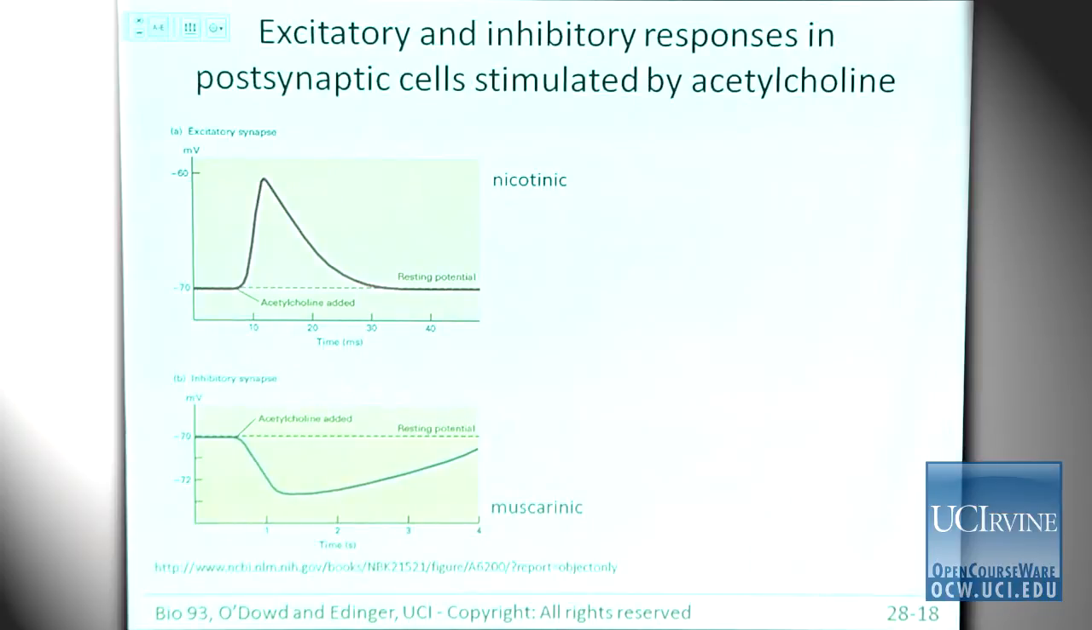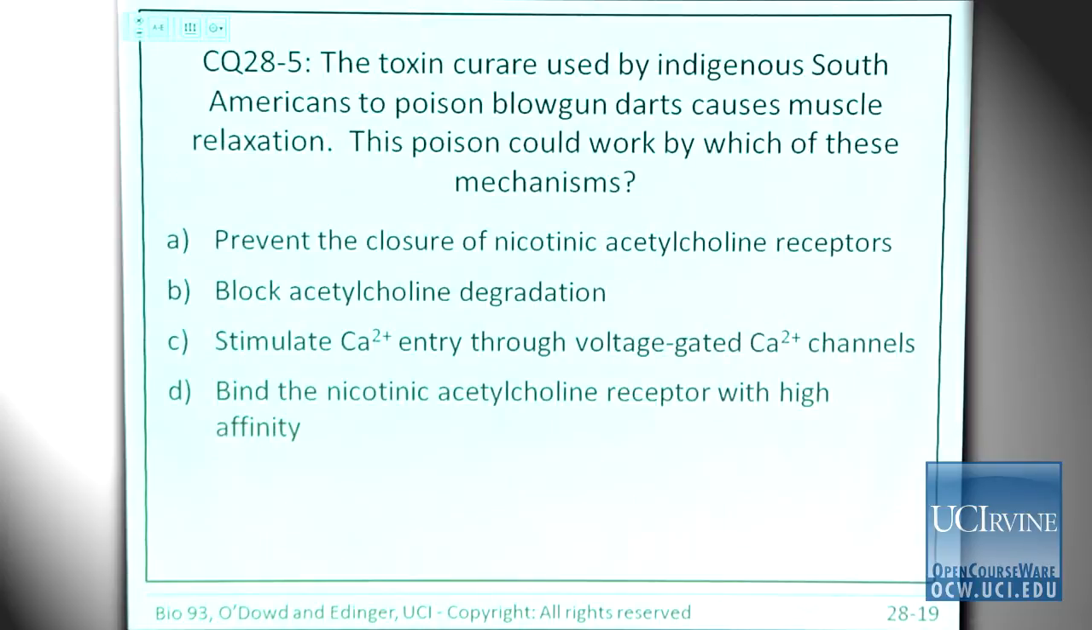And here's an example of that. When you activate nicotinic receptors, you get a membrane depolarization. When you activate muscarinic receptors, you get hyperpolarization. And remember that these are graded potentials. They're not action potentials. They're not self-propagating. These graded potentials degrade from their source. Another clue is you can look at the magnitude of the change in voltage here. It's nothing like an action potential. Okay, another practice.